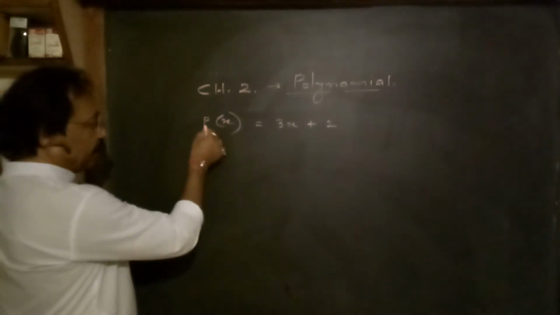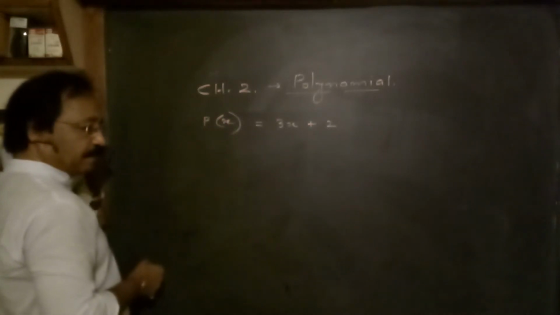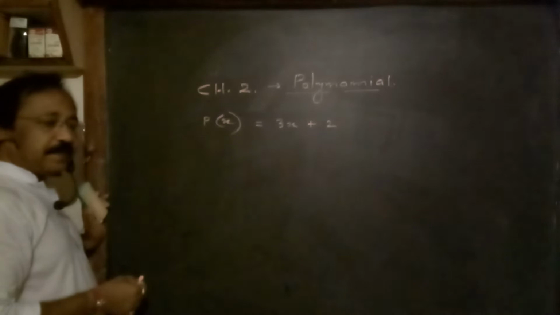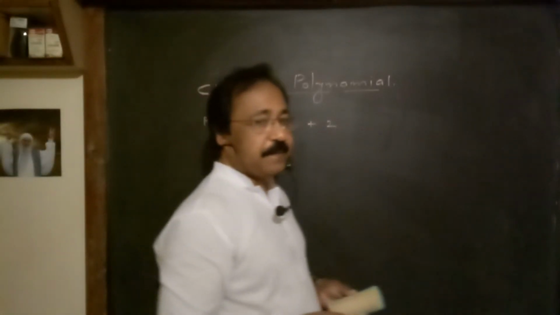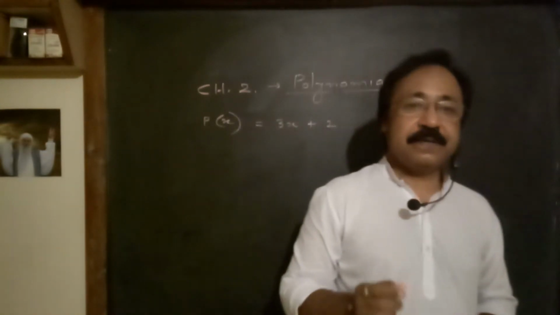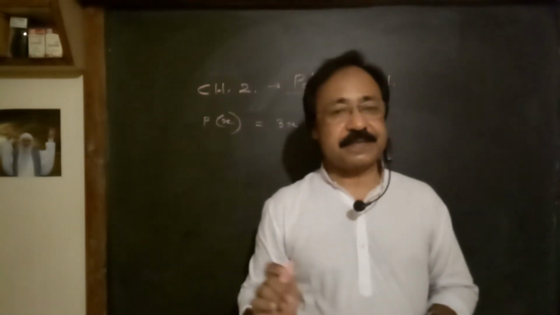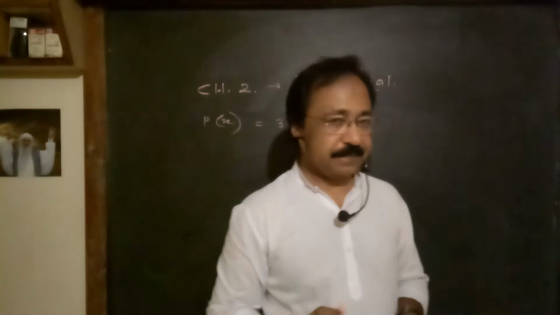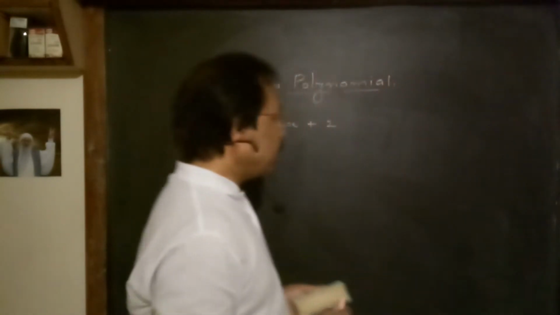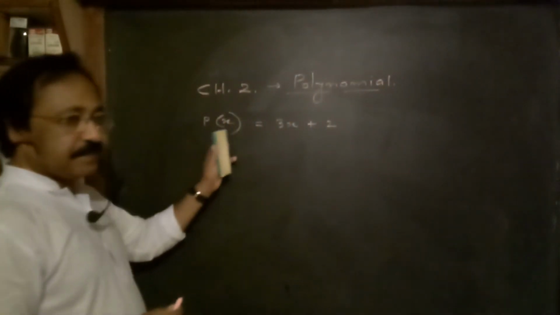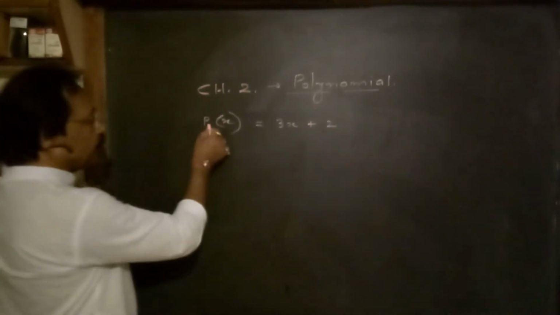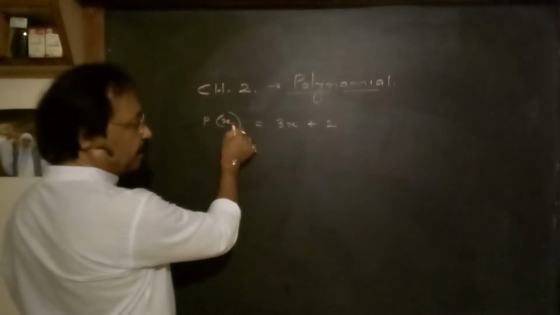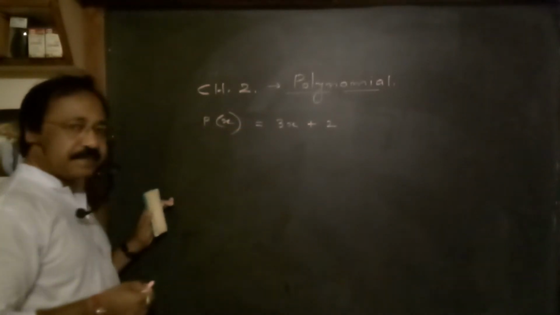That already you know that p is for polynomial, x is a variable. What do you mean by variable? Variable is a particular quantity whose value changes continuously with respect to time. But in mathematics we use x, y, z as variables. So this is the polynomial in variable x, that is 3x plus 2.